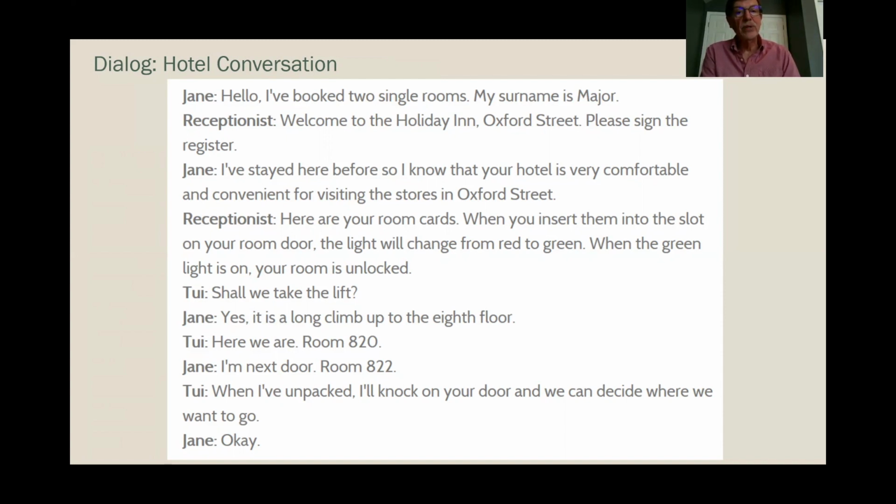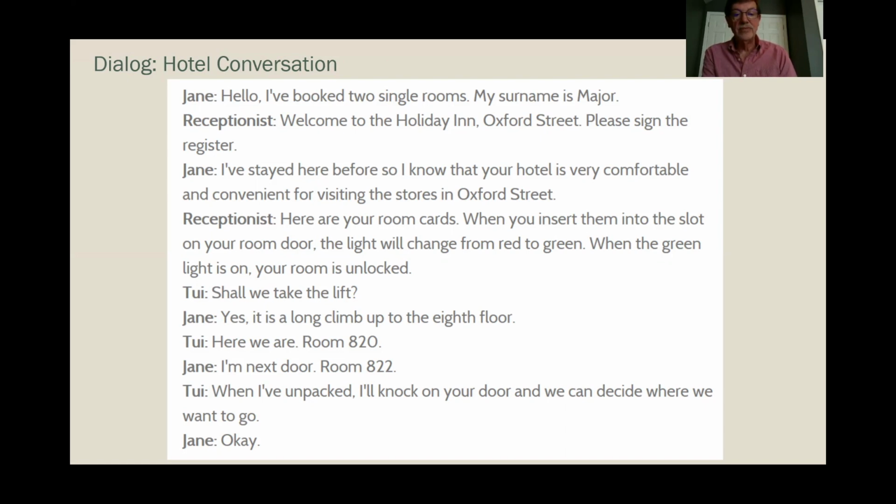Jane: Hello, I booked 2 single rooms. My surname is Major. Receptionist: Welcome to the Holiday Inn, Oxford Street. Please sign the register. Jane: I've stayed here before, so I know that your hotel is very comfortable and convenient for visiting the stores in Oxford. Receptionist: Here are your room cards. When you insert them into the slot on your room door, the light will change from red to green. When the green light is on, your room is unlocked. Please, shall we take a photo?